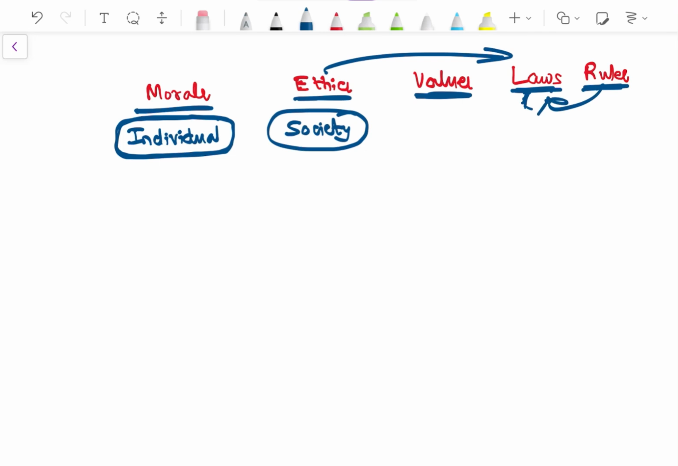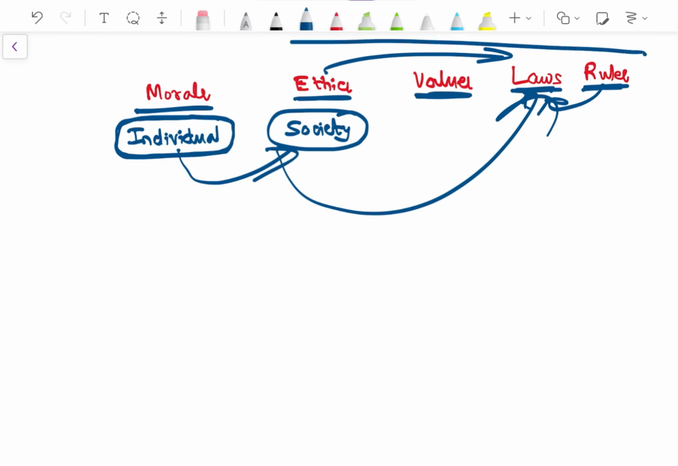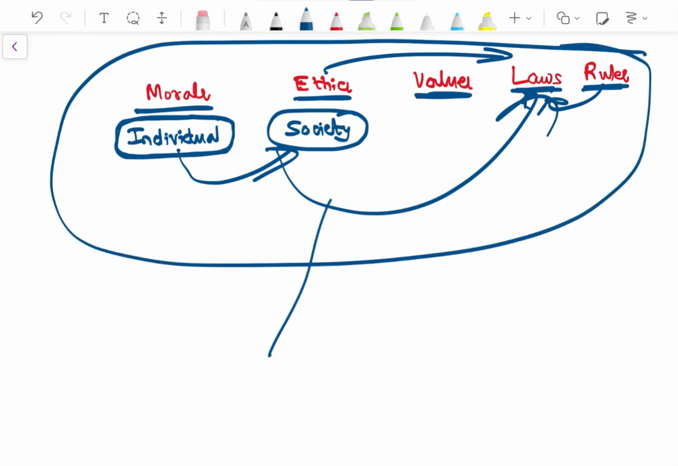ठीक है, laws को implement करने में rules वो होती है. ठीक है. Then how moral से ethics बनता है, ethics से laws बनता है. ठीक है, that also we have discussed. Then what is the main function of all these things? Behavior regulation.